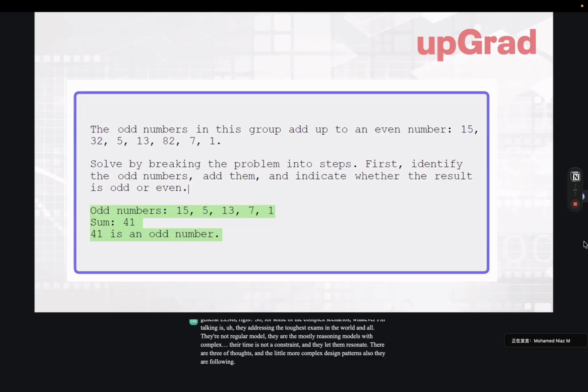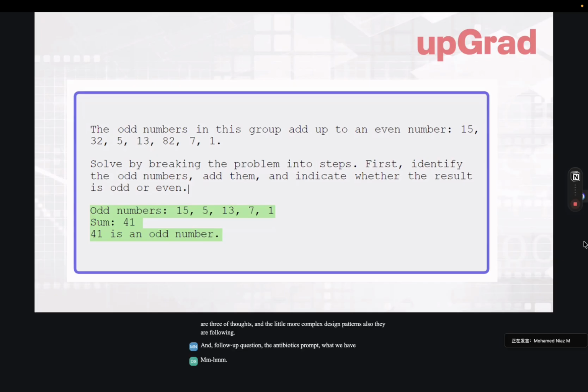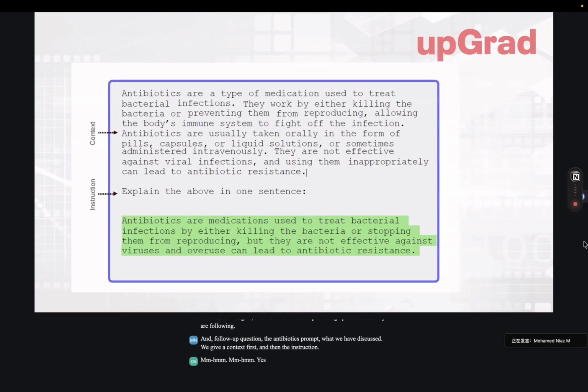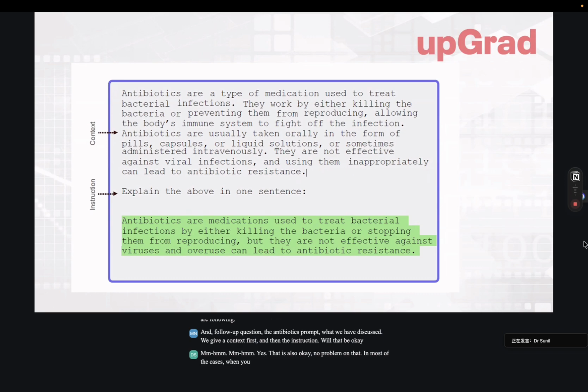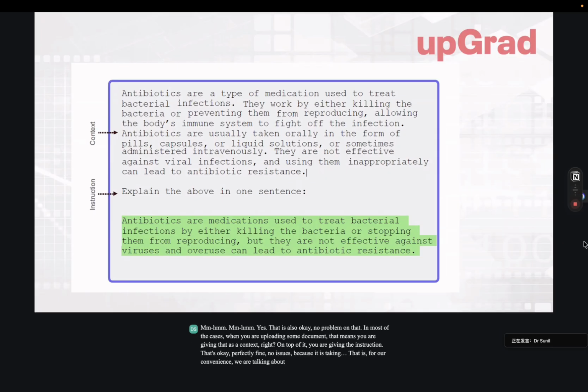And a follow-up question: for the prompt, what we have discussed, we give a context first and then the instruction. Will that be okay? Yes, that is also okay. No problem on that. In most of the cases, when you are uploading some document, that means you are giving that as a context, right? On top of it, you are giving the instruction. That's perfectly fine, no issue. That is for our convenience, we are talking about these are the instructions, these were the context. That's no problem at all.